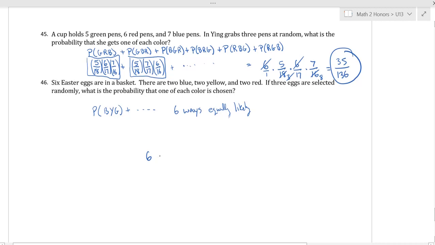So let's see, blue, we got 2 blue out of 6. And then yellow, we got 2 yellow out of 5. And then red, we got 2 red out of 4. And now we reduce. Divide by 6, divide by 4, and we end up with 2 out of 5.